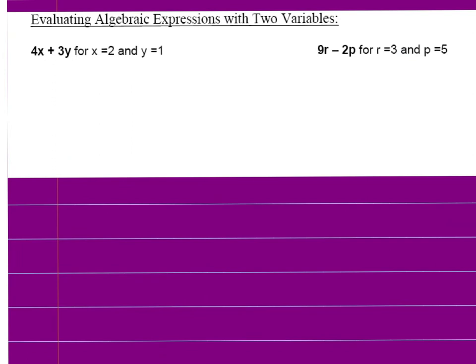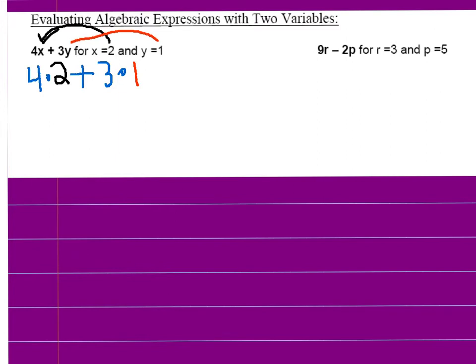Now we have 2 variables that we need to substitute for. So we have the 2 is going to go in where the x is, and the 1 will go where the y is. All right, so let's do that. As you can see, I took the 2 and put it where the x is, and I took the 1 and put it where the y is.